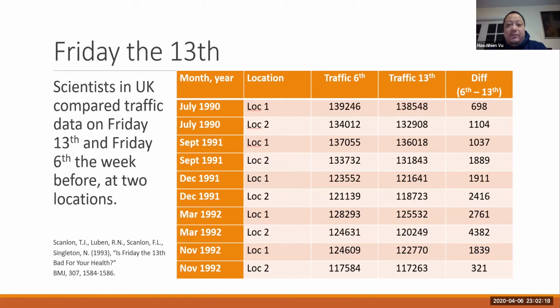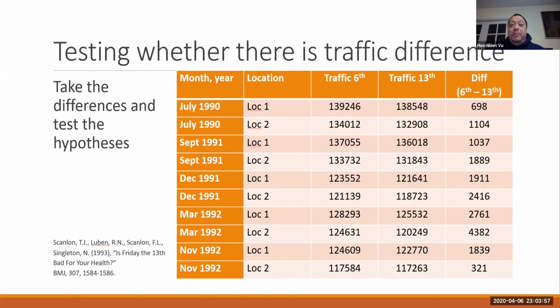We're given a set of data on traffic at certain locations on Friday the 13th and Friday 1 week before, the 6th. There are three columns of data, one for traffic on Friday the 6th, one for traffic on Friday the 13th, and one for the difference, Friday the 6th minus Friday the 13th. We want to test whether the mean difference of traffic between the 2 days is 0, meaning the 2 days are the same, or non-zero, meaning the 2 days are different.